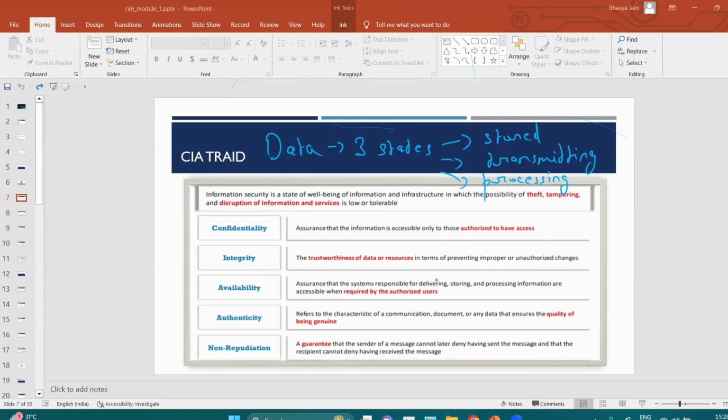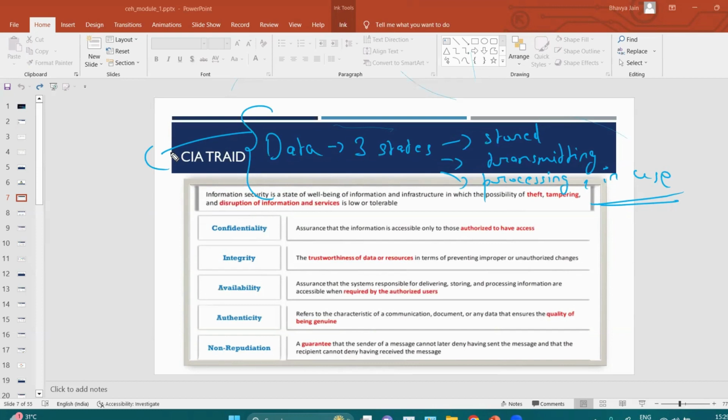Whenever the data is stored somewhere, whenever the data is transmitting from one place to another, and whenever the data is in process, or we can say in processing or in use. If we are ensuring these three states, then we can say there is some security which is protecting the real data.